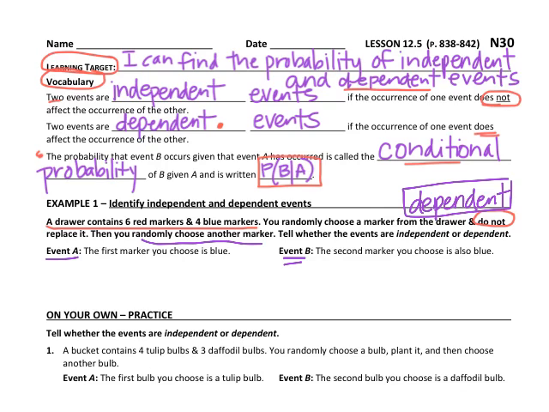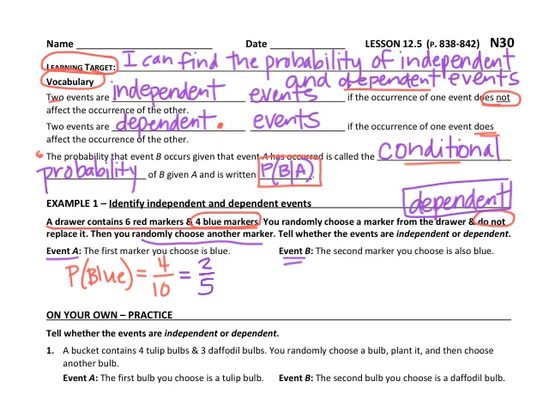So the first marker that you choose is blue, is event A. Well, what's the probability of drawing a blue marker? Okay, it tells us right here that there are 4 blue markers, and in total there are 10 markers. So for the first draw, it looks like we have a probability of 2/5. When I reduce that fraction, 2 out of 5 of the markers are blue.